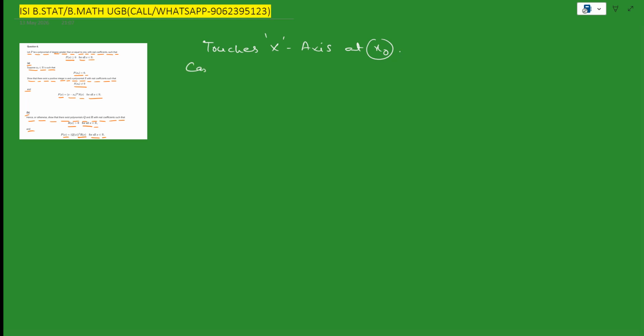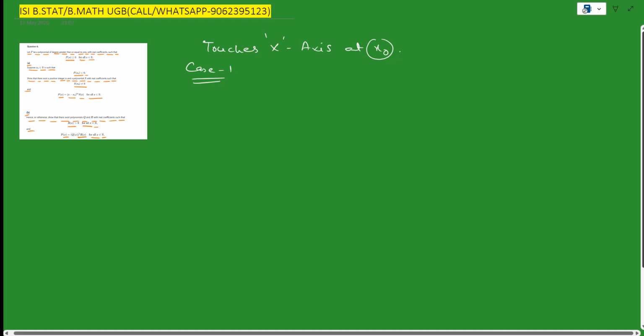Case 1. Crossing the axis. Like positive on left, negative on right. That means the sign changes. But our polynomial satisfies P of x greater than or equal to 0 always. So this is impossible.